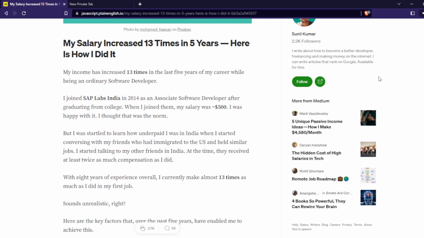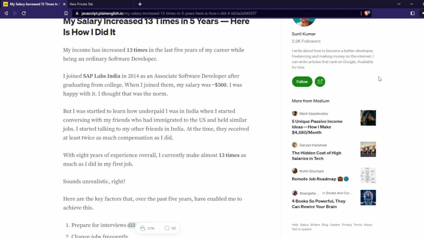My income increased 30 times in the last 5 years of my career as a software engineer. After graduating, when I joined as a software engineer, I was happy with it. I thought it was fine, but I started learning. It was in India where I started conversing with my friends who were immigrants to the US with similar jobs.